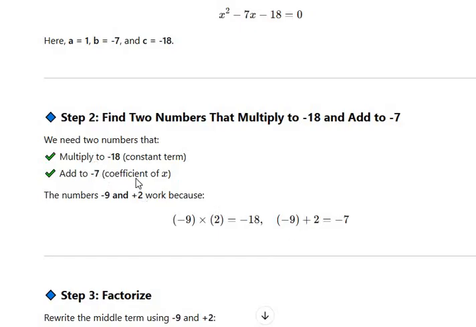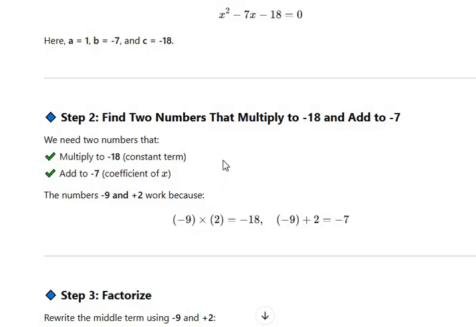So consider 9 twos are 18, minus 9 and plus 2. When you add minus 9 plus 2, you will get minus 7, because the bigger number has the negative sign. And when you multiply, minus 9 multiplied by plus 2 will give you minus 18.